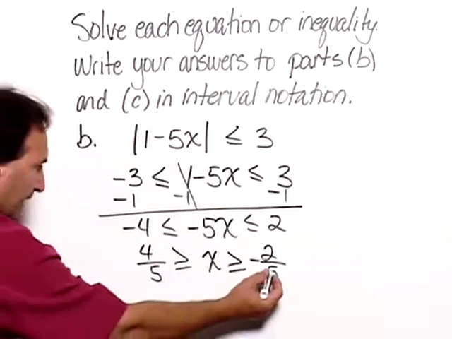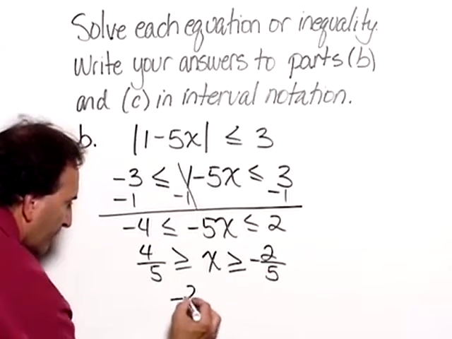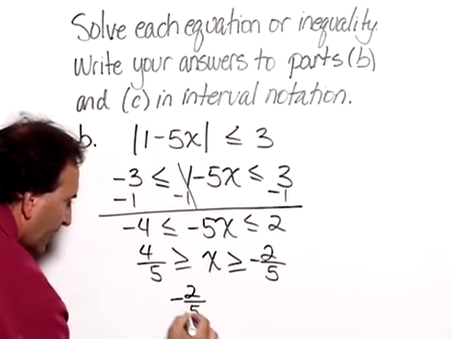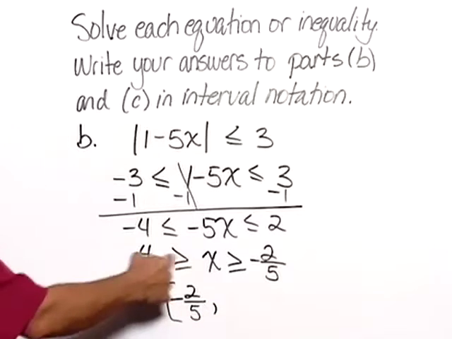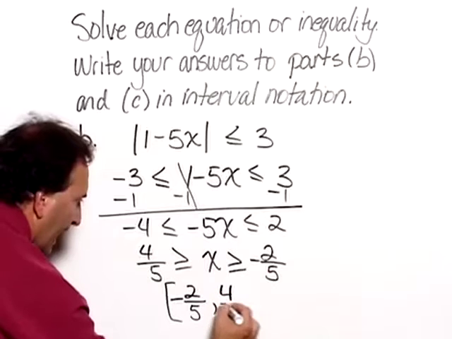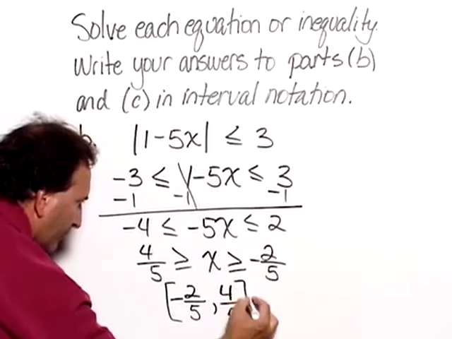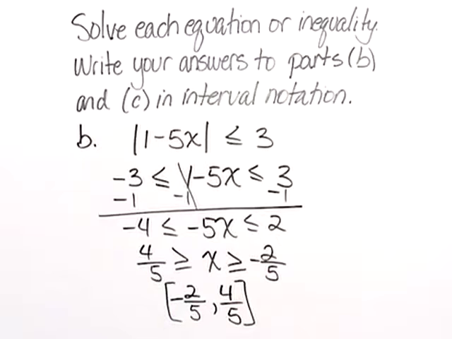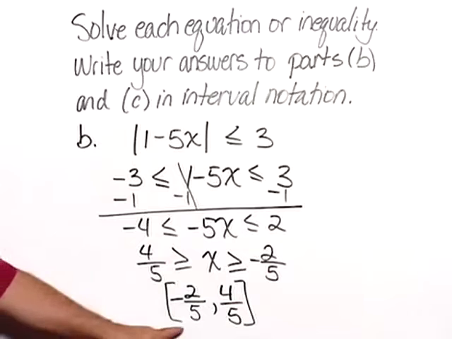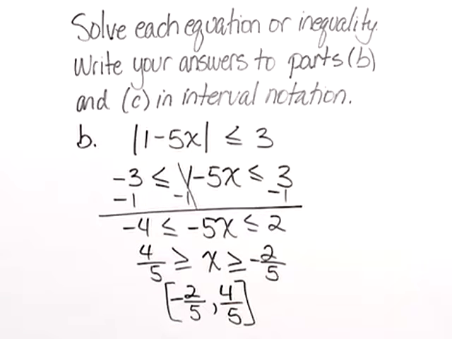So again, reading it backwards, we start at negative 2/5, and we include that because of the equal to part of the inequality. Comma, it goes up through and includes 4/5, again, because of the equality part of the inequality. So our answer, negative 2/5 to 4/5, including both endpoints.